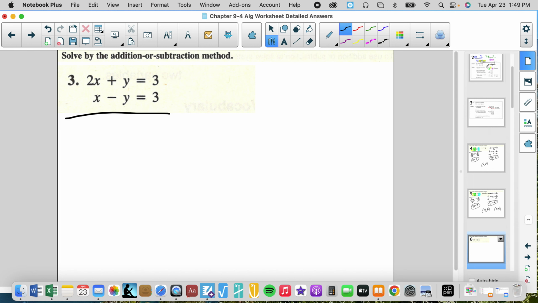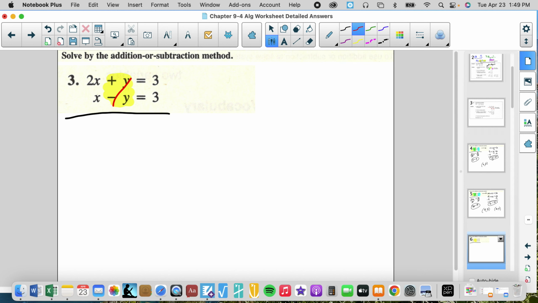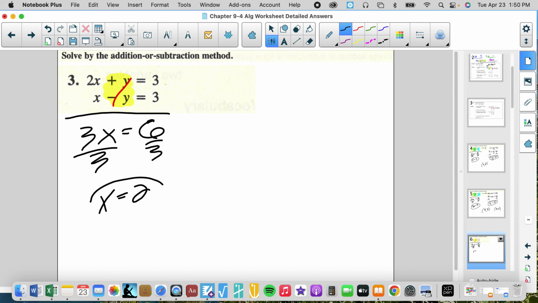We can look automatically and go, oh yeah, I see the y's will cancel. That's nice. My y's cancel out. I'm left with 3x equals 6. Divide by 3, x equals 2.